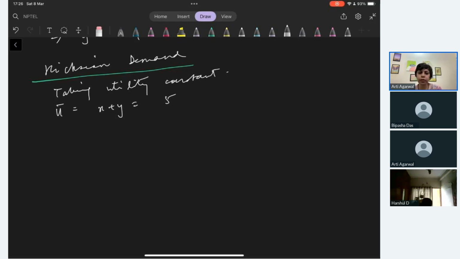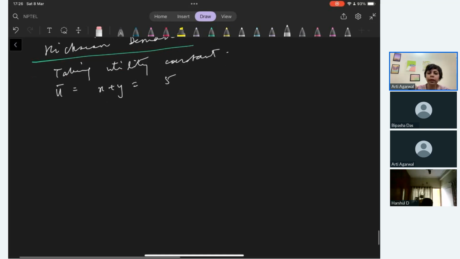Now, after price changes, the question is saying you need to find Hicksian demand, meaning you need to hold utility constant. So after price changes, we assume the budget is flexible. He can get some other funds from somewhere to maintain his utility level. And he's still going to consume Y in entirety and no X.